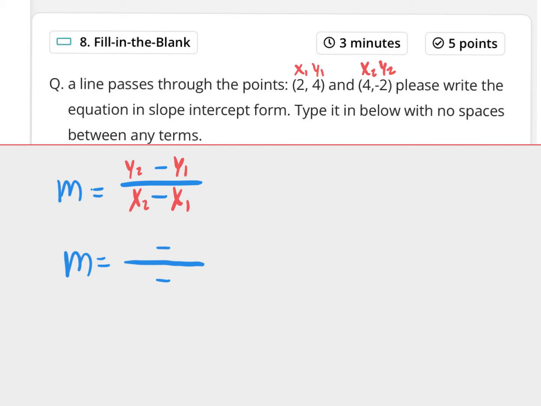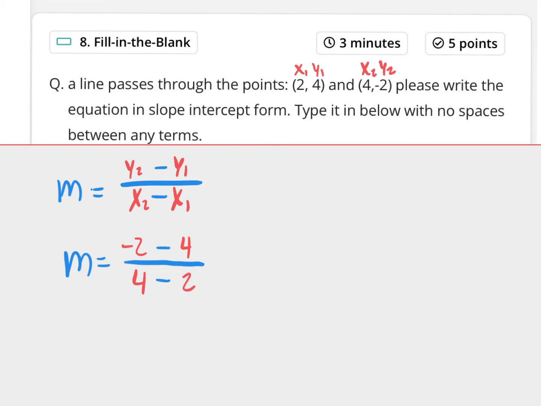Anyway, let's plug in our y2 value in the upper left, which is -2. On the upper right, it's a y1, which is a 4. And on the lower left, it's an x2, which is a 4. Wow, there's a lot of 4s here. And last but not least, down here is an x1, and that's a 2.